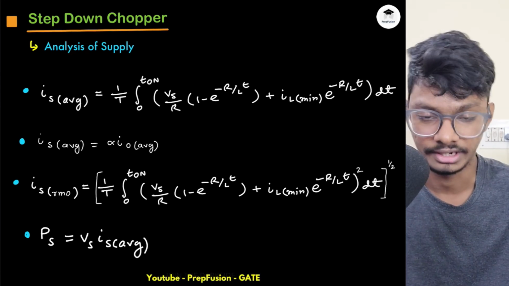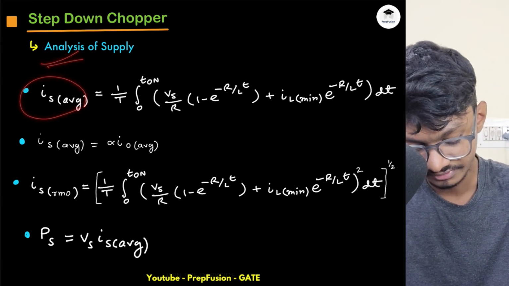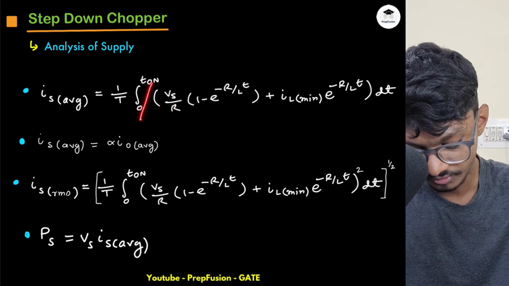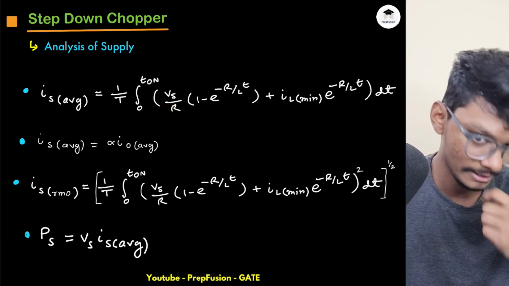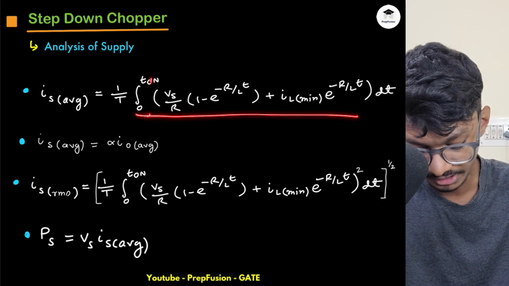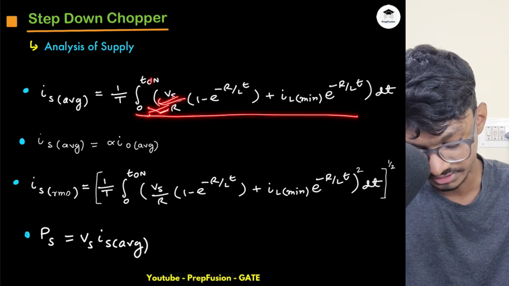Now, analysis of supply. Until now we have been analyzing the load. What is the analysis of supply? IS average. Again I will use the same formula. This will be from 0 to T on only, so my IS average is actually not present after T on. If I integrate from 0 to T on the expression for IO, that will work. But I won't do that.